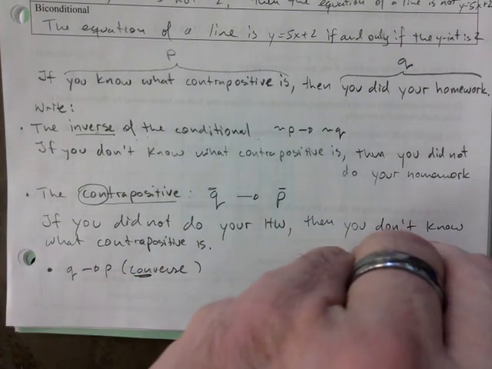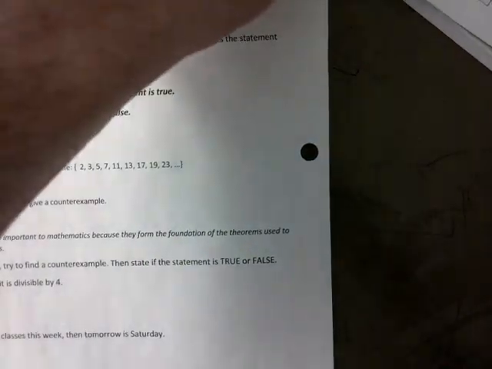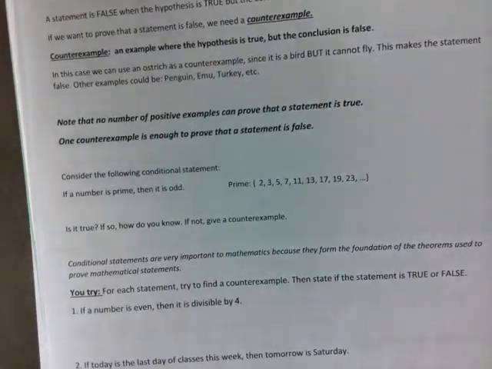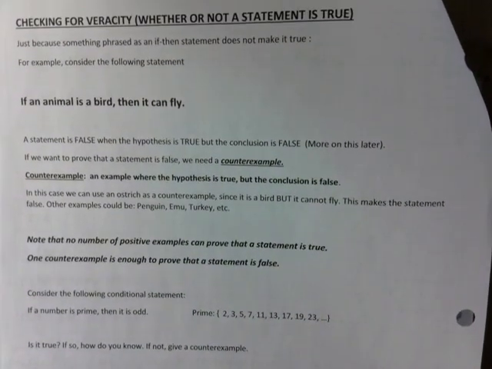Now we're going to take it a little further. This is the last part that I still need to cover. And so just follow me on page 47. We're going to talk about truth tables and coming up with potential counterexamples.